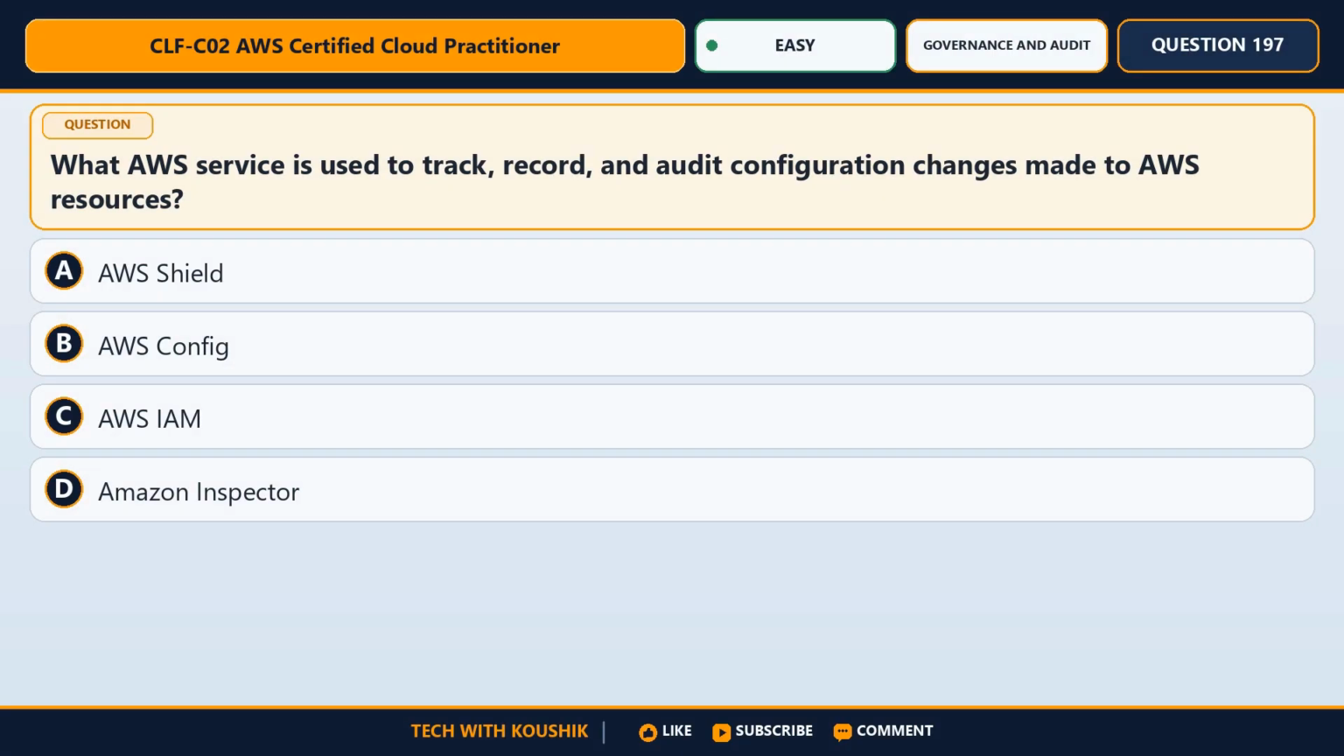Question number 197. What AWS service is used to track, record, and audit configuration changes made to AWS resources? Option A. AWS Shield. Option B. AWS Config. Option C. AWS IAM. Option D. Amazon Inspector.